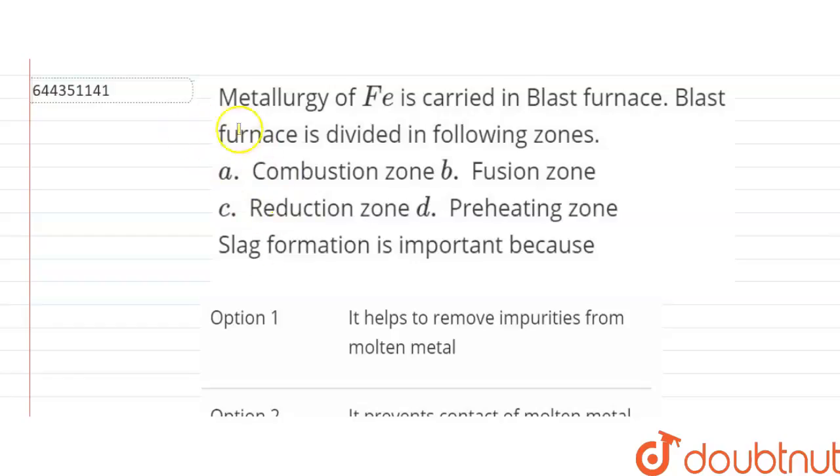Hello everyone. Now the question over here is saying that metallurgy of Fe, that is iron, is carried in blast furnace. Blast furnace is divided into following zones. So the following zones are combustion zone, fusion zone, reduction zone, preheating zone. So these are the four zones in which the blast furnace is divided.